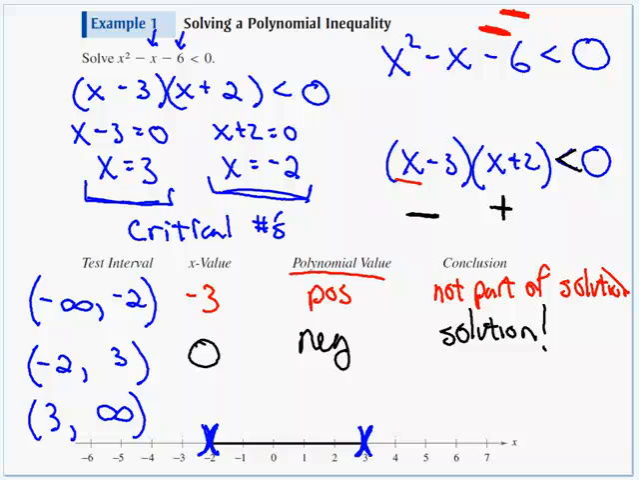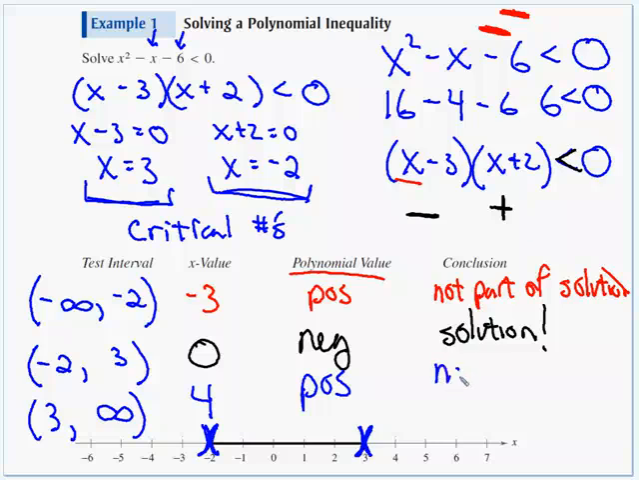The last interval, 3 to infinity. I'll pick a number just outside. Let's say 4. Let's plug it into the original inequality to try it up here. If I plug a 4 in here, I get 4 squared is 16 minus x, and x again is 4, and then minus 6. 16 minus 4 minus 6 is 16 minus 10, or 6. Is 6 less than 0? No. We got a positive answer. A positive number is never less than 0, so this is not part of the solution.